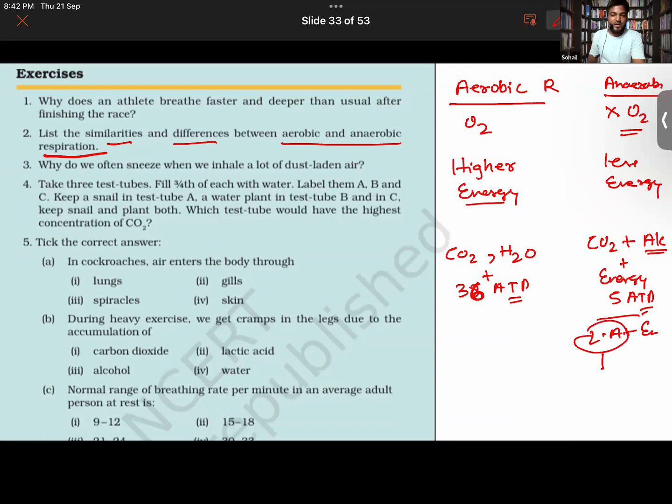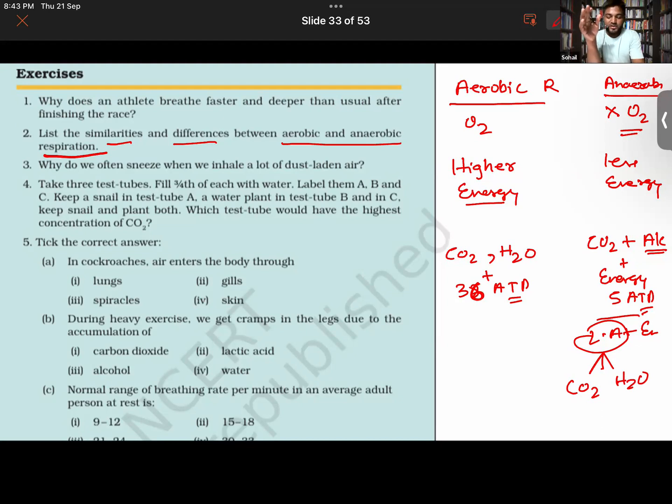Later on, after taking a warm bath or after massaging the area, this lactic acid might break into what? Sundus, you answer this. Carbon dioxide and water. Good. So these are the differences between the two.